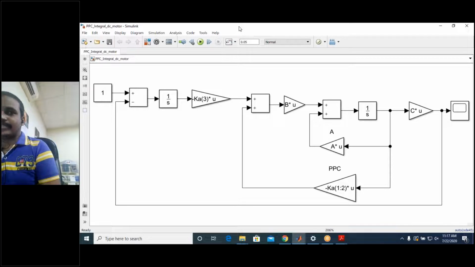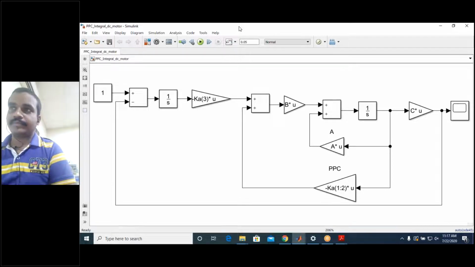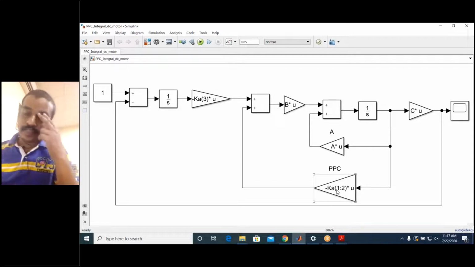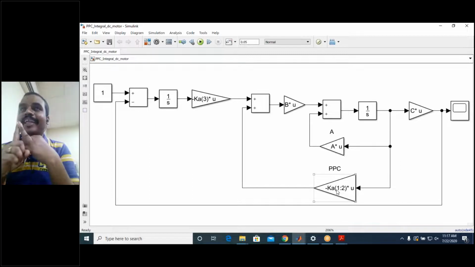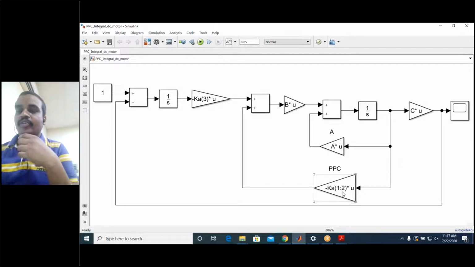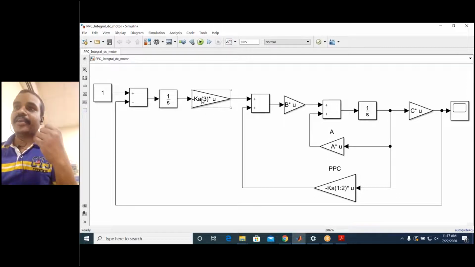Sir, what is Ka 1:2, sir? We have three gains, right? Two gains are for the plant and one gain is for the integral. So Ka 1:2 means the first two elements of Ka, which will control this plant, and the third element of Ka, which is the pole placement gain for the integrator. So this third element of that particular gain will control the steady state error.